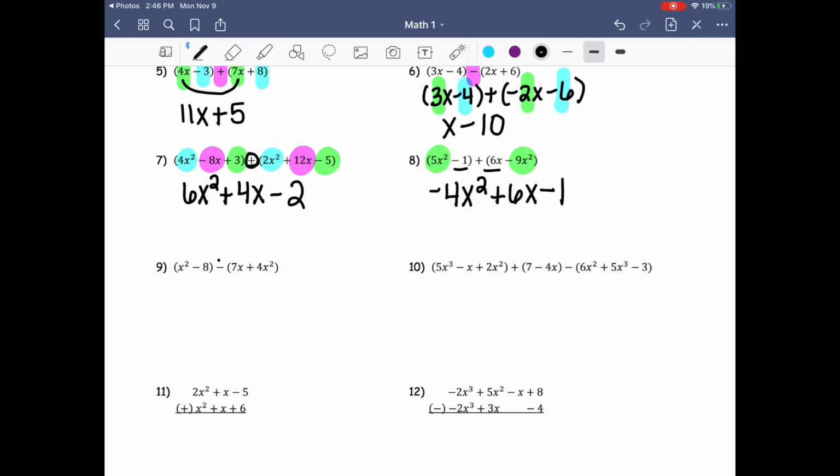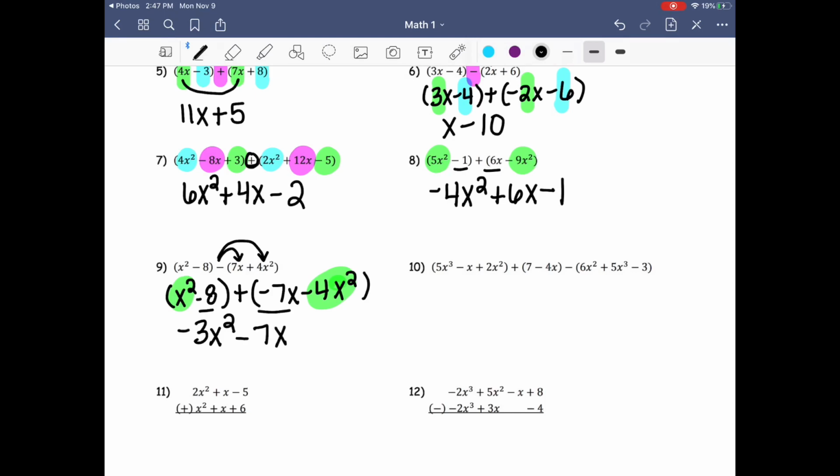Okay, so looking at number 9, I can see again that I have subtraction, so I'm going to distribute. So I have x squared minus 8. I'm going to change that to plus negative 7x plus 4x. So negative 7x minus 4x squared. So I have x squared and negative 4x squared. That's going to give me negative 3x squared. And again, I don't have like terms with the last two, so I'm going to bring them down in order. So negative 7x minus 8.